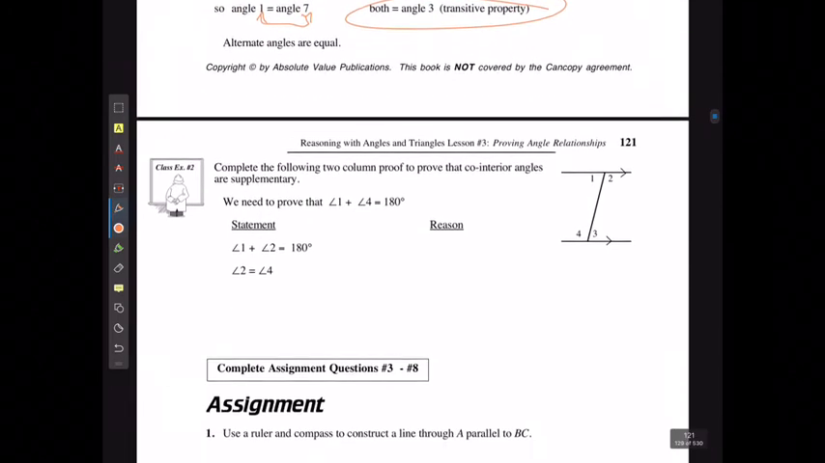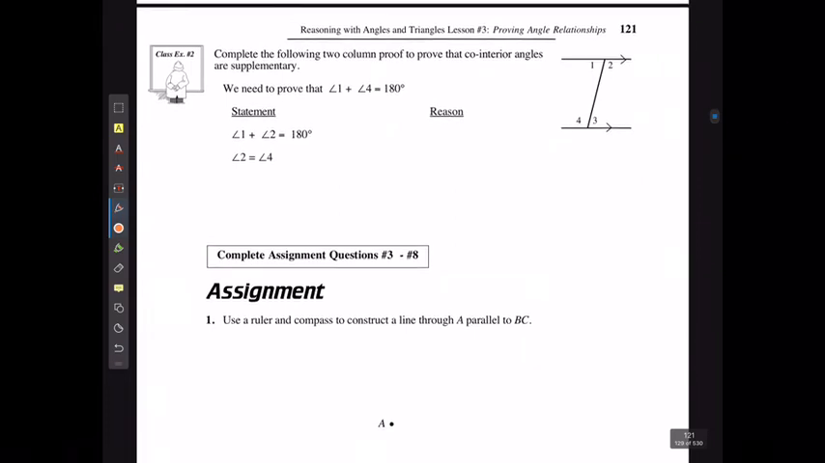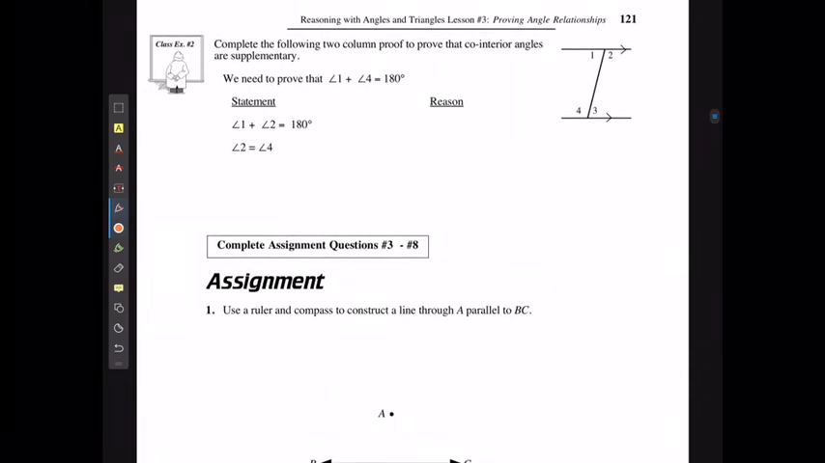If I take a look at another example of this, then it's saying complete the following two columns to prove that the co-interior angles are supplementary, which means that I just want to prove that the co-interior angles, in this case the ones we're using, are 1 and 4. We need to prove that they equal 180 degrees. So it started us off again. It's saying that angle 1 and angle 2 equal 180 degrees.